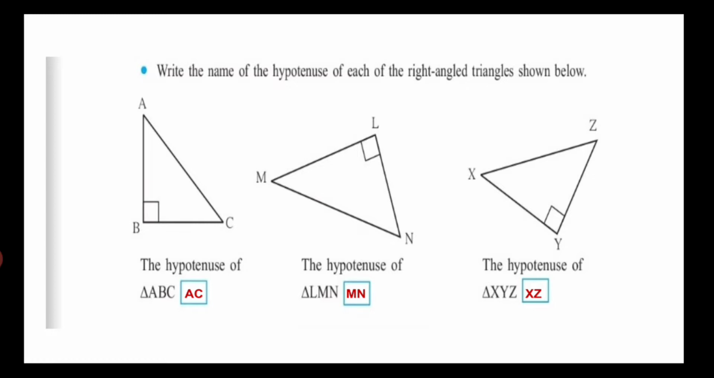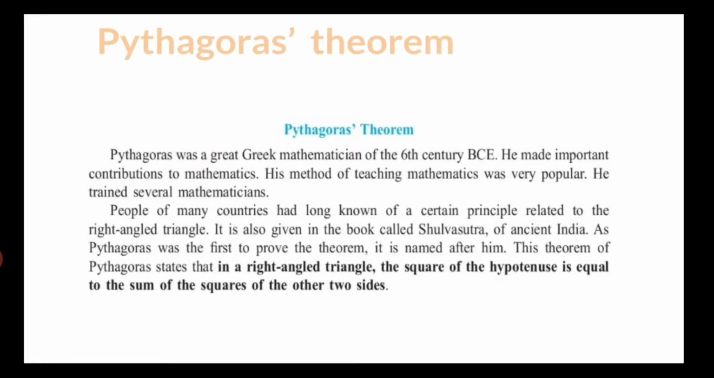Now let us see what is Pythagoras' theorem. Pythagoras was a Greek mathematician of 6th century BCE. He made important contributions to mathematics. His method of teaching mathematics was very popular. He trained several mathematicians. So he was the mathematician of 6th century from the country Greece, and he made important contributions in mathematics. He invented various formulas, various theorems in mathematics, and under his guidance, many of his students were trained.